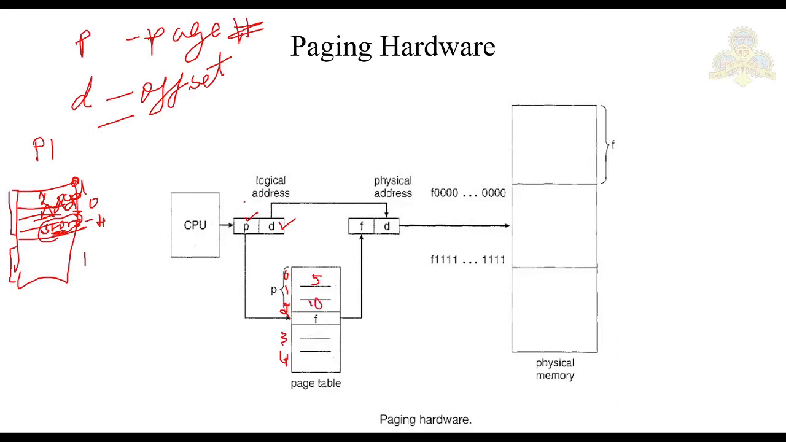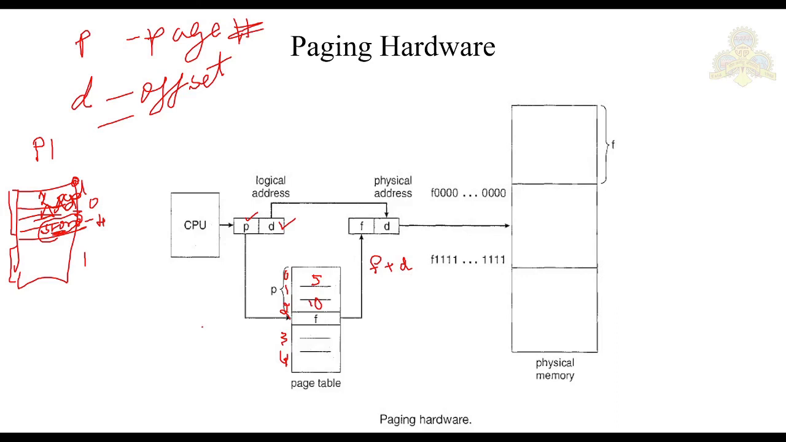Whenever the CPU generates a logical address, that logical address is divided into two parts. The page number is given as the input to the page table. For the corresponding page number, you will find the frame number by looking into the page table. Then that frame number will be added with the displacement. Understand here, frame number F added with the displacement gives you the actual physical location of the particular instruction in the memory. Getting it? So this is your paging hardware.